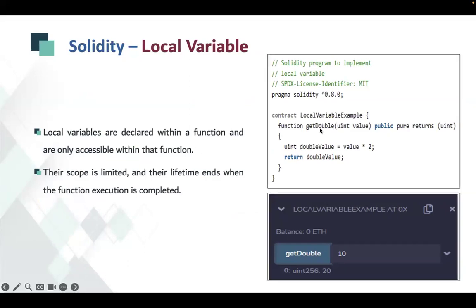In this example, we have doubleValue, which is a local variable declared within the getDouble function, and it is used to store the result of multiplying value by 2 and returned by the function. The doubleValue variable is not accessible outside the getDouble function.